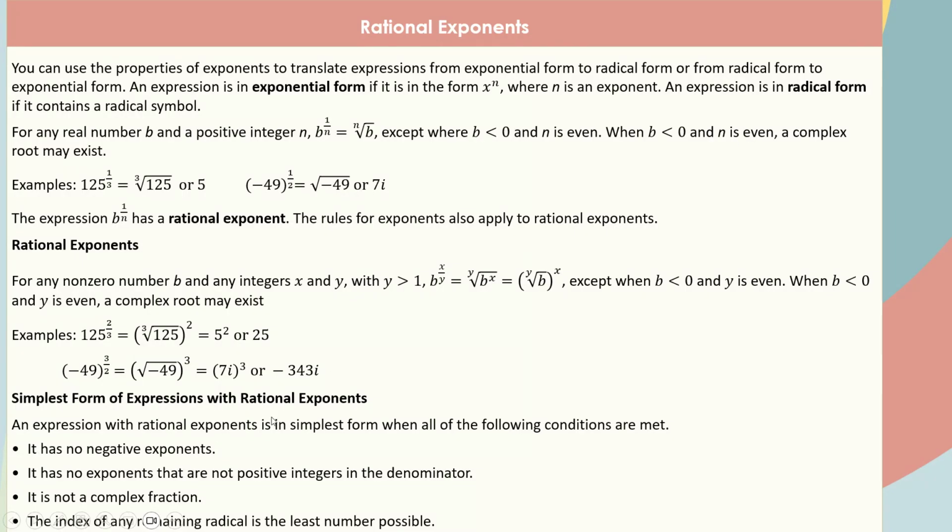An expression with rational exponents is in simplest form when all of the following conditions are met. It has no negative exponents. It has no exponents that are not positive integers in the denominator. So this is similar to: you cannot have a radical in the denominator. And it's not a complex fraction, and the index in any remaining radical is the least number possible.